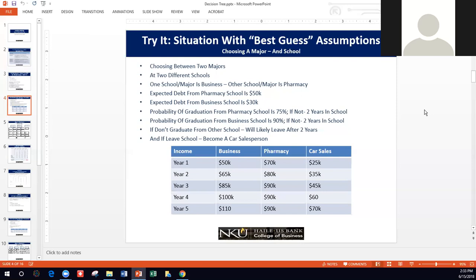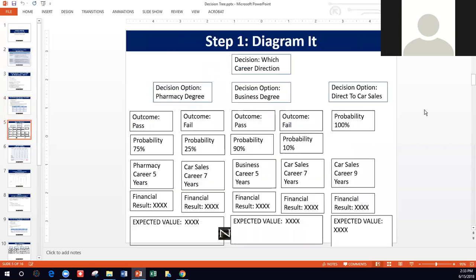Now, if you were given all these facts and assumptions by your mom and your brother trying to decide which school, you'd be doing a lot of guessing to try to figure out what the best decision was and keep them involved in the decision. So let me show you how using Decision Tree helps you through that.